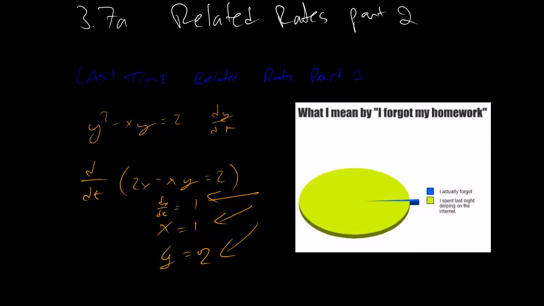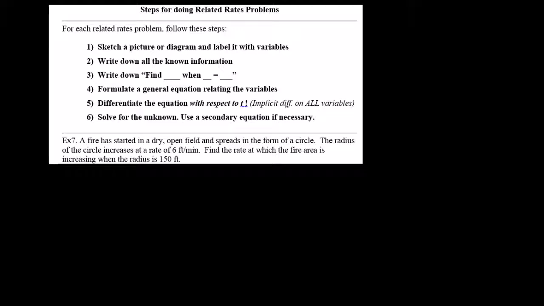So in these next problems, we're going to have to figure out what each one of those things actually means or is. Alright, so here we go. Step 1, we're going to sketch a picture of the diagram or label it. So what is going on with the word problem and what is it asking us to do? Then we're going to write down the known information. We're going to say, what are we trying to find when such and such happens? We're going to formulate general equations, and then we're going to differentiate and then just solve. It's kind of a straightforward thing, but we'll see.